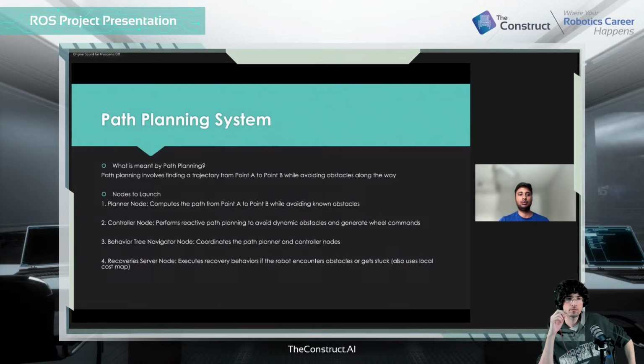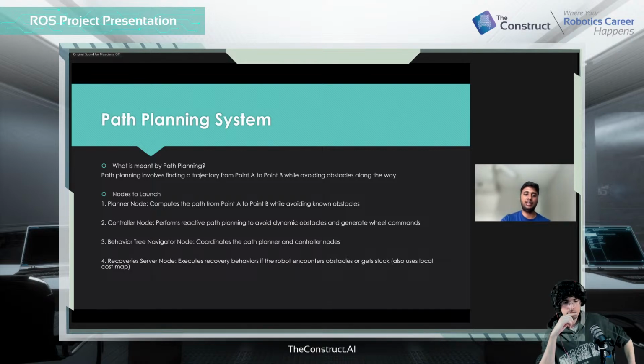The third section is path planning. So exactly what is meant by path planning? Path planning involves finding a trajectory from point A to point B while avoiding obstacles along the way. The nodes that we launch during path planning are the planner node, which computes the path from point A to point B while avoiding the obstacles. The controller node performs reactive path planning, which avoids dynamic obstacles and generates wheel commands.